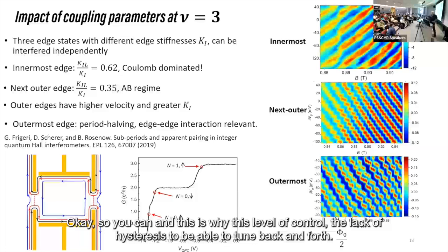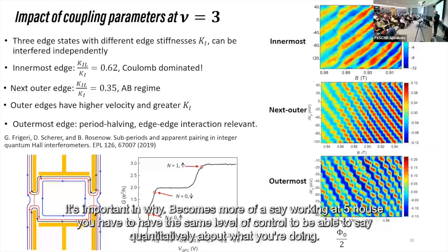Okay, and this is why this level of control, the lack of hysteresis to be able to tune back and forth, is important. And why, working at 5/2, you have to have the same level of control to be able to say something quantitatively about what you're doing.